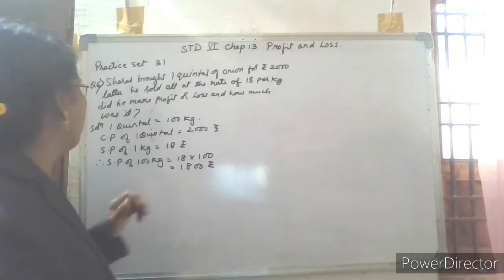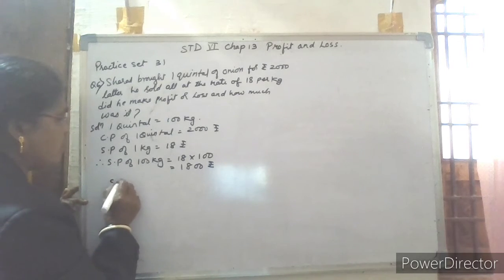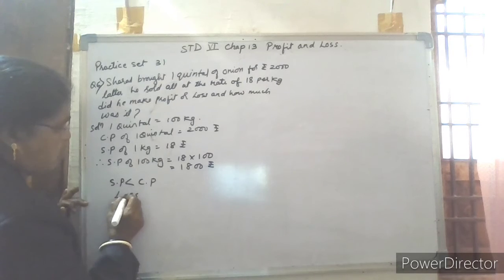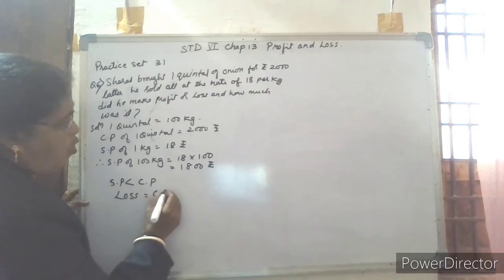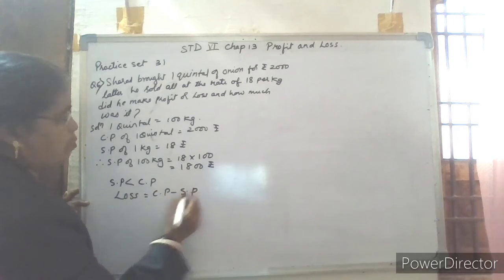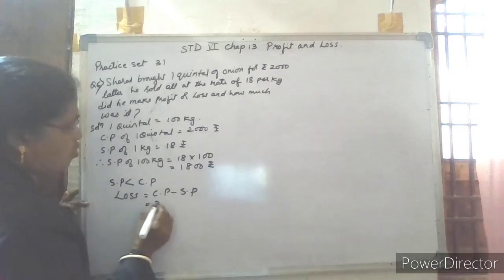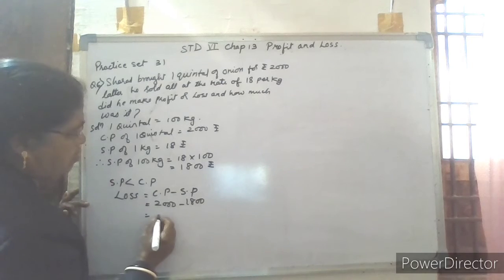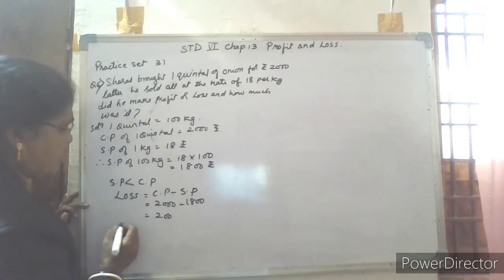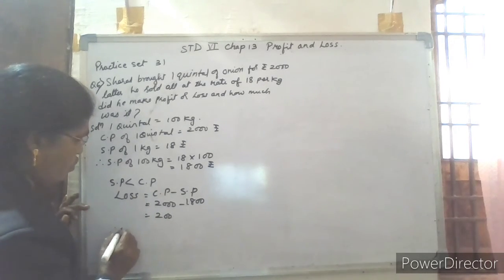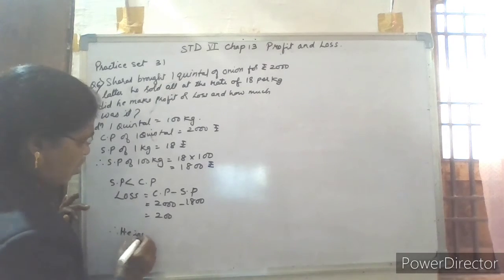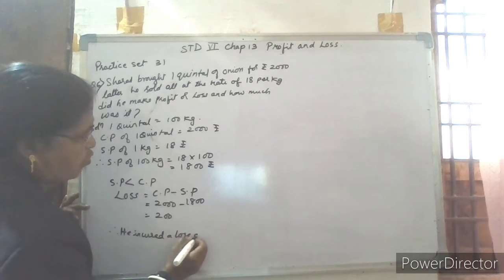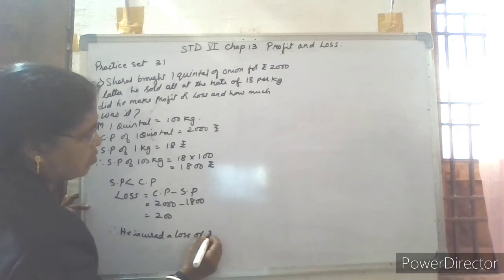That means here selling price is less than cost price. Therefore, he incurred a loss. And the loss formula is cost price minus selling price. Cost price is 2000 minus 1800 selling price. So it is equal to 200. Therefore, he incurred a loss of rupees 200.